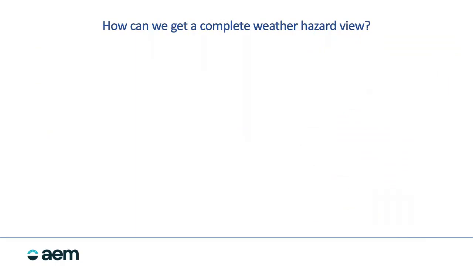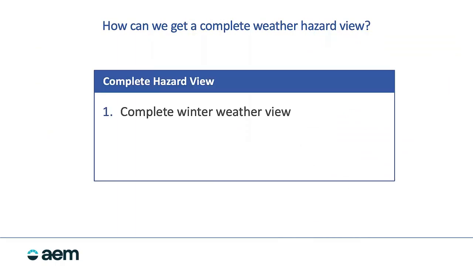I mentioned we often just focus on the winter weather when we talk about road weather. Well, the first thing is we're actually not getting a complete winter weather view, and we'll spend some time talking about that. It's not just the number of hazards, but also getting a complete magnitude and spatial understanding of how a winter storm is unfolding. And that way we can ultimately respond and operate efficiently.